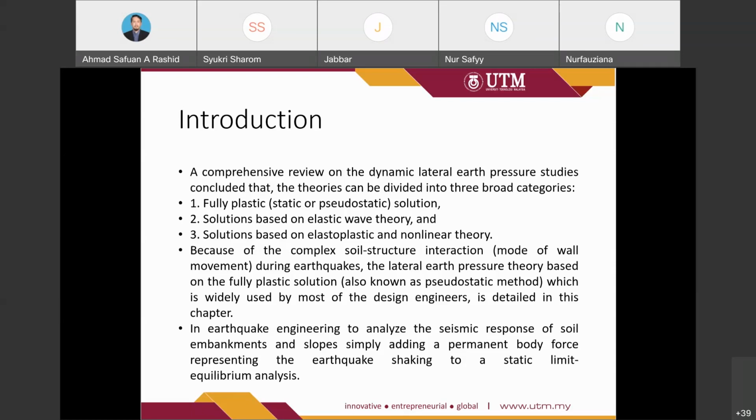So in earthquake engineering, to analyze the seismic response of soil embankments and slopes, one simply adds a permanent body force representing the earthquake shaking to a static limit equilibrium analysis. So in a way to improvise the static equation, they add an element called a permanent body force to represent the earthquake shaking in the static limit equilibrium analysis.